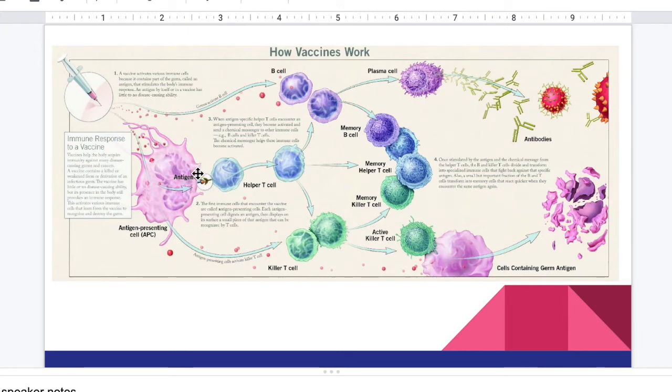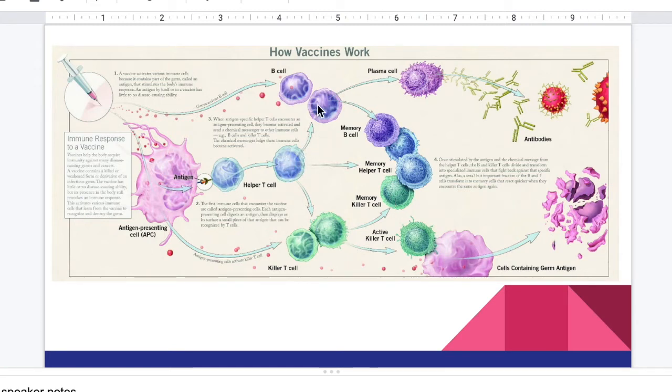That can then display the antigen on the surface, which will allow helper T cells to come along and attach to that antigen on the macrophage, and that can do a few things. It's going to clone other helper T cells, and those helper T cells are going to get killer T cells involved, as well as B cells. Those killer T cells can then change into active killer T cells, where they will destroy cells that are infected by, in this case, whatever was in the vaccine.